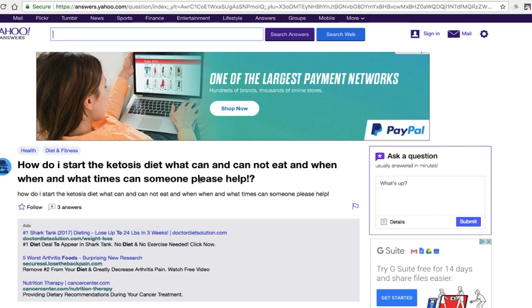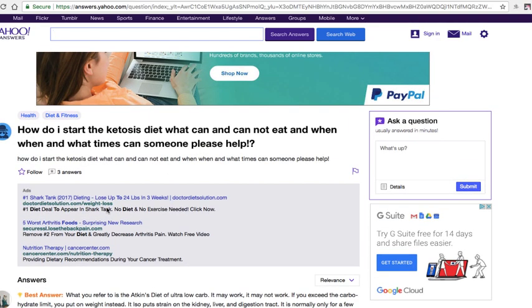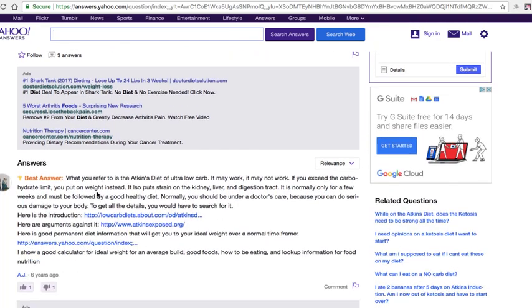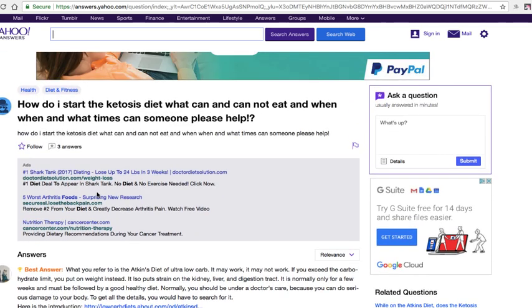So what I would particularly do is go out to Google and get a little bit of information about the ketosis diet and how it can help people and what type of foods you can eat. And then I would write a response to this person's question and give them some good information about the ketosis diet, right?